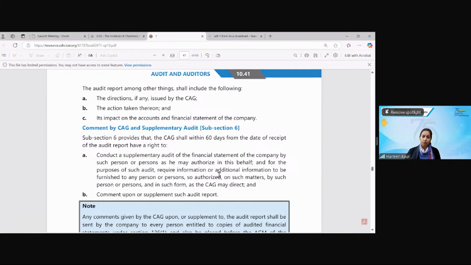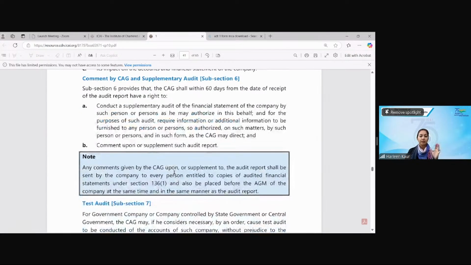So you submitted a report to C&AG and they were not satisfied with this report and they said that there are certain things which more needs to be done. Then they need to request them to do a supplementary audit. Again, the auditor will submit a report on this supplementary audit. So first they will give the comments on the C&AG audit and then the supplementary audit report, and these audited financial statements shall be placed before the AGM at the same time when the audit is being placed.